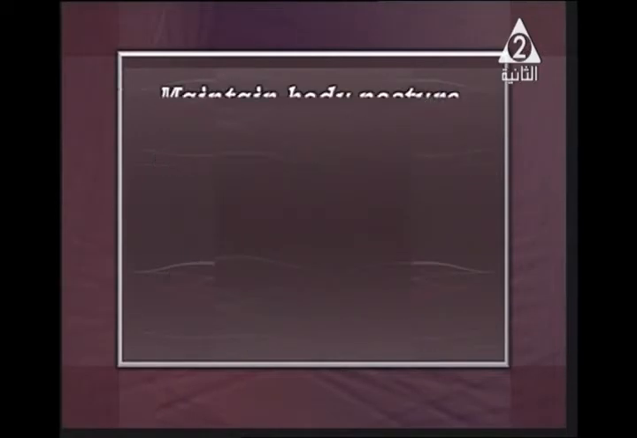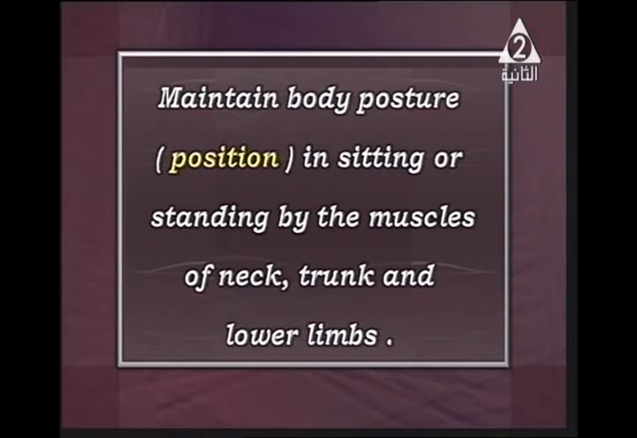What else? To maintain the body posture. Posture means the position of the body in sitting or standing by the muscles like the neck, trunk, and lower limbs, to move in different ways and in different directions. This is one of the main functions of the muscles.